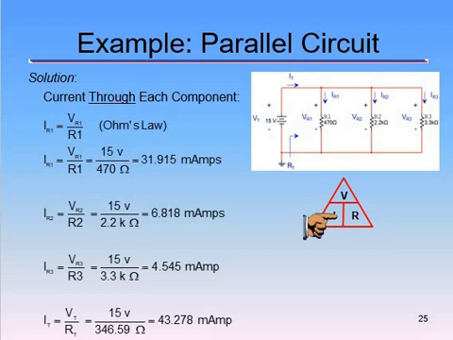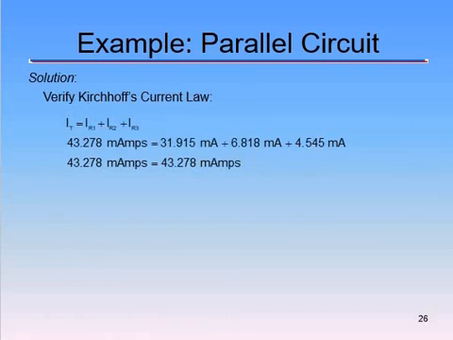Well, to find the total current, we have to take the total voltage divided by the total resistance. This is the one time you use the total resistance to do this. Alright, so when you do that, we're going to take 15 divided by 346. Okay, you're going to get 0.043278. Move the decimal 3 places to the right, and you get 43.278 milliamps. So, in order to check Kirchhoff's current law, we need to add up those individual currents. And 31.915 milliamps plus 6.818 milliamps plus 4.545 milliamps does indeed equal 43.278.